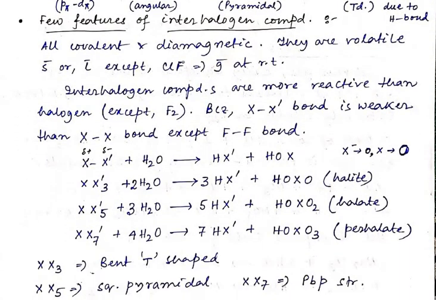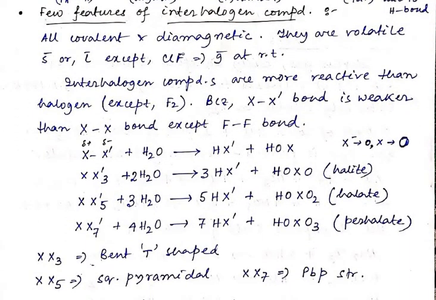Now we are going to the interhalogen compounds. In my first class on group 17 elements, we have already discussed interhalogen compounds. So what are these interhalogen compounds? In an interhalogen compound, two different types of halogen atoms should be there, and that is known as an interhalogen. For example, ClF, BrF5, IF7. So these are examples of interhalogen compounds.